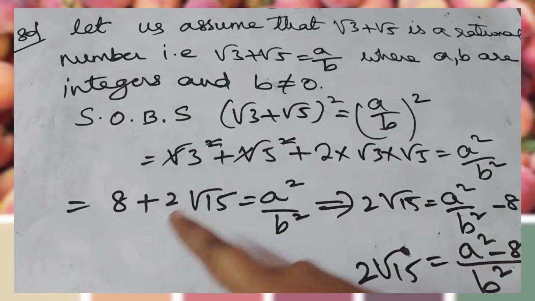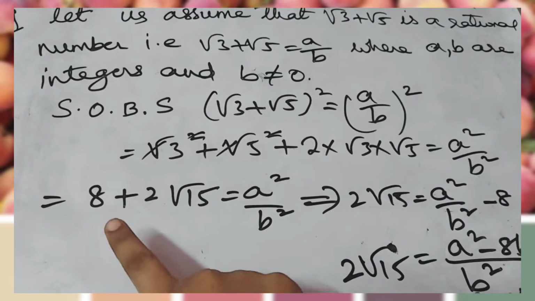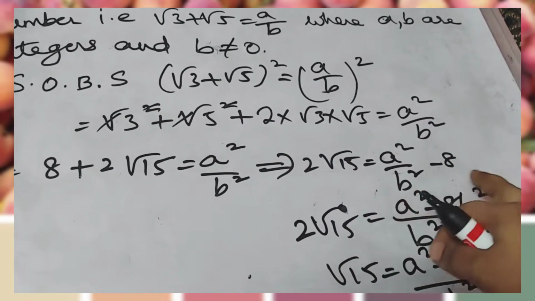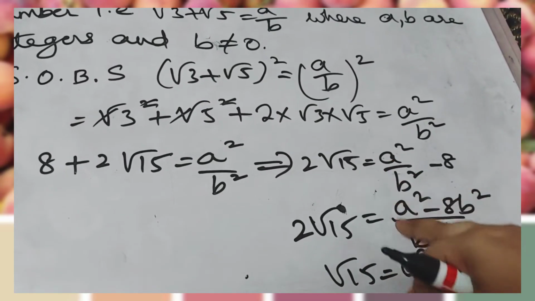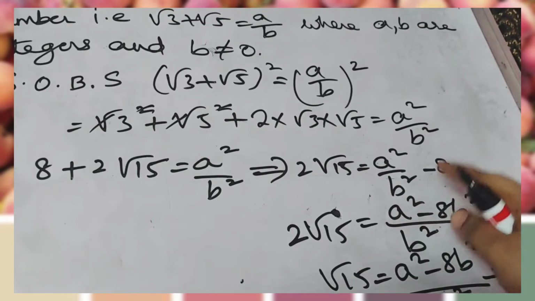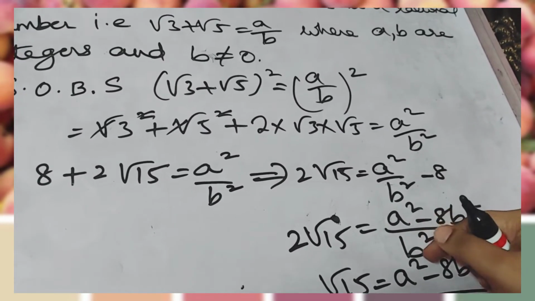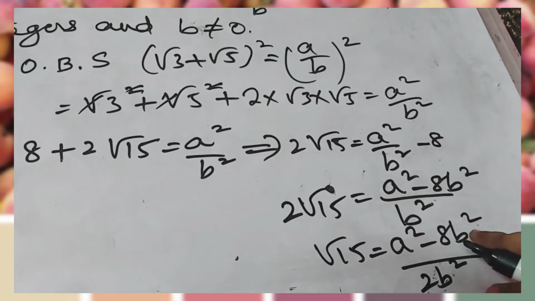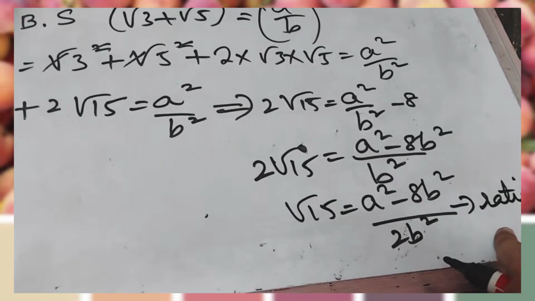Then 2 root 15 is equal to a square by b square minus 8. Now take LCM here, it will be b square. B square gets cancelled, the answer will be a square minus 8b square. Then root 15 is equal to a square minus 8b square by 2b square. So this is a rational number.